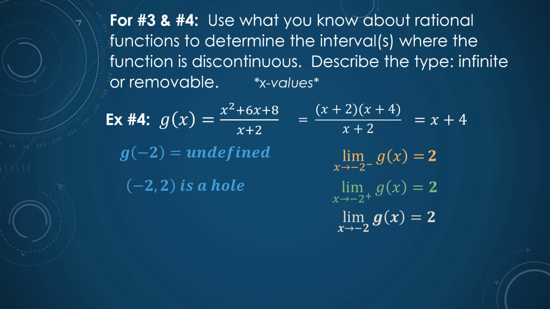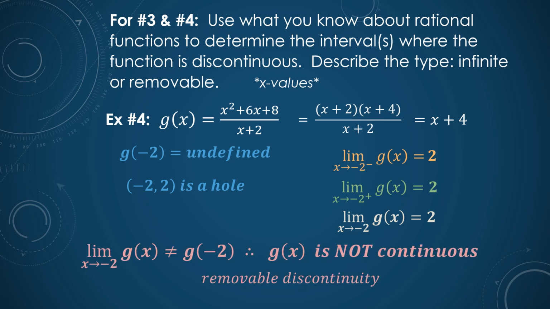So the limit as x approaches negative 2 of g of x does exist. It equals 2. However, when we evaluate the function, it's undefined. So again, for this function g of x, as x approaches negative 2, its limit does not equal the function evaluated at negative 2. Therefore, the function is not continuous, and it again is a hole, a removable discontinuity.